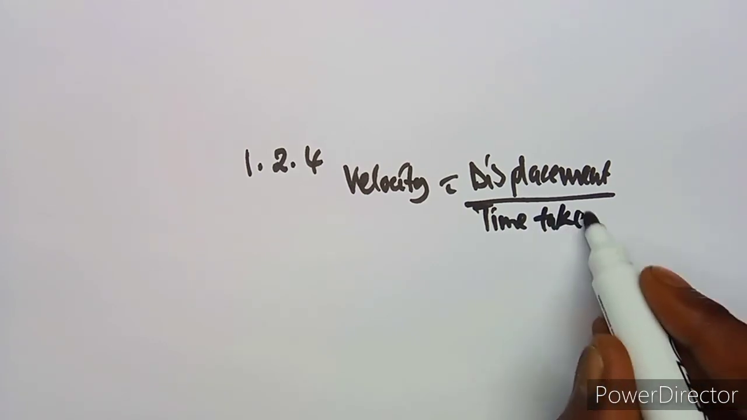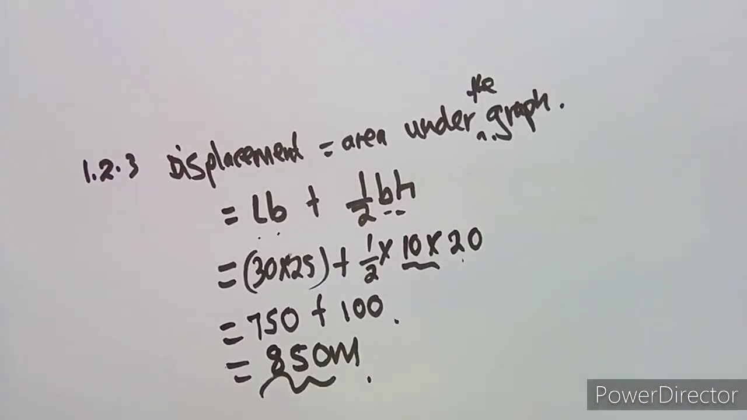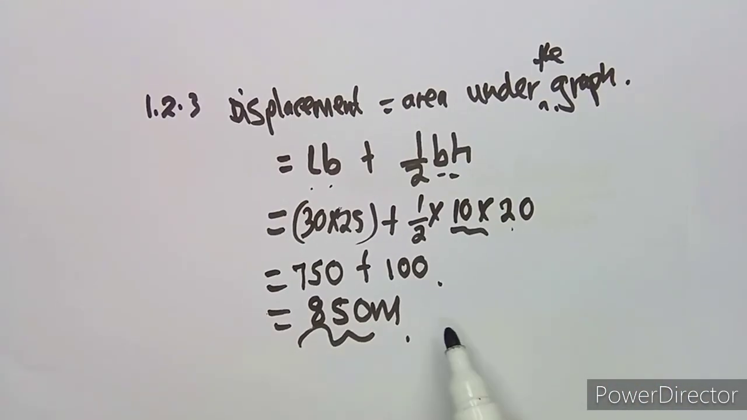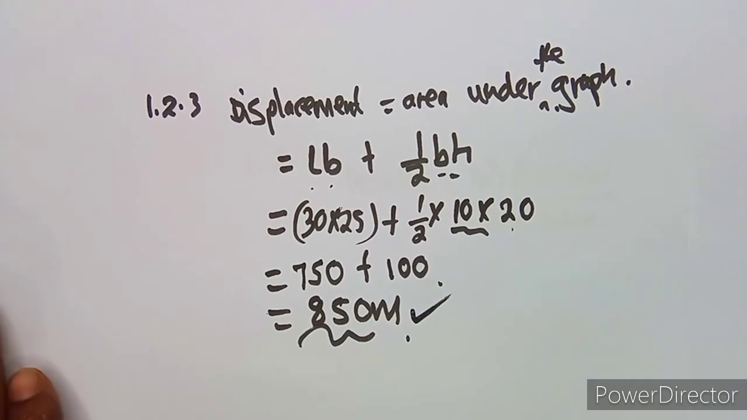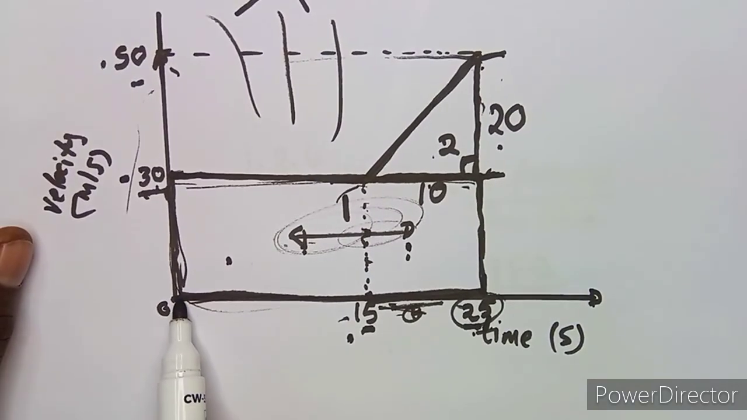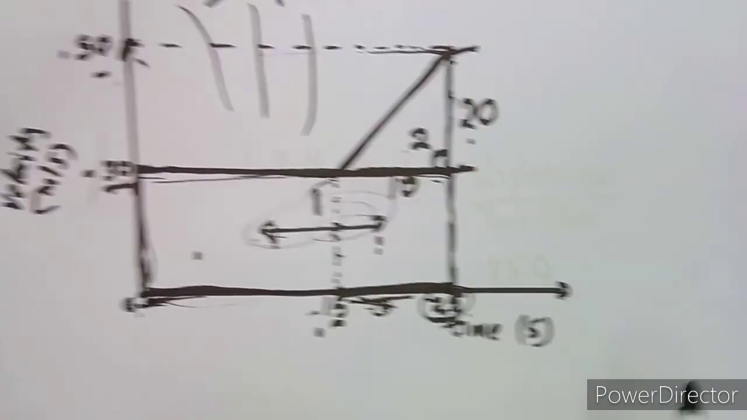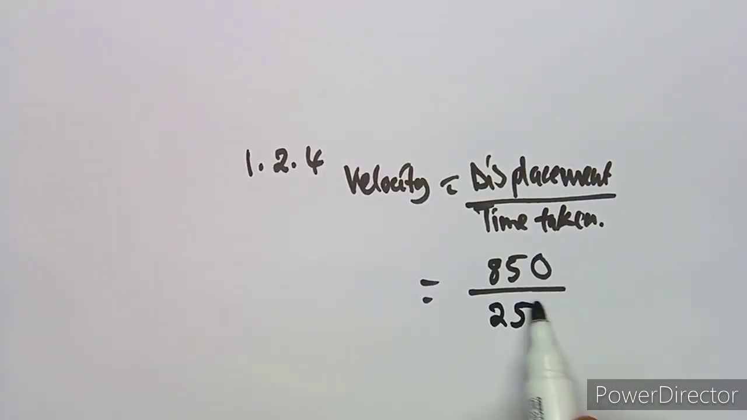So this is the total time taken of the observation. According to the displacement of the observation that we had, it was 850 meters. So this is what you're going to have here over the total time which was taken according to our observation from 0 to 25. We've got 25 seconds. That's your time there. So you're going to divide by 25.